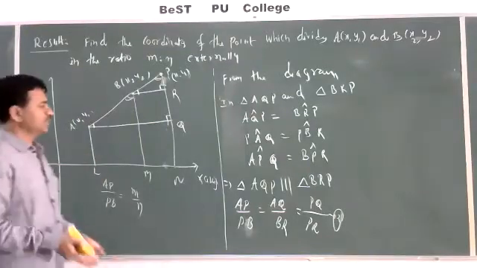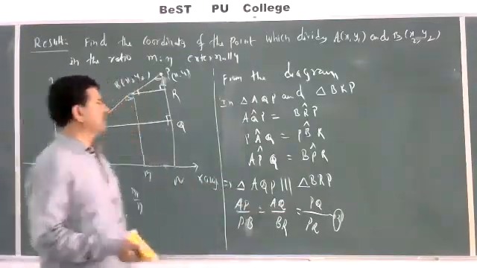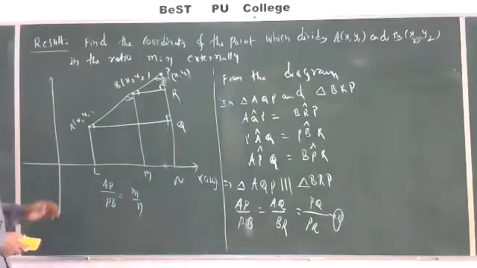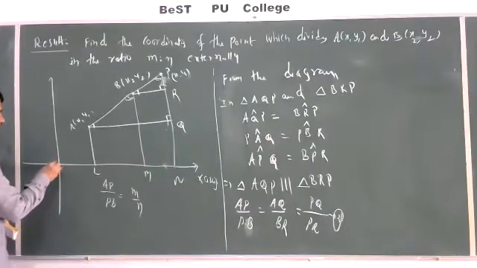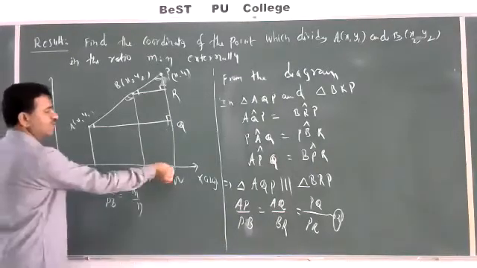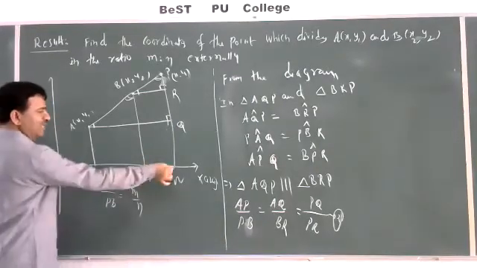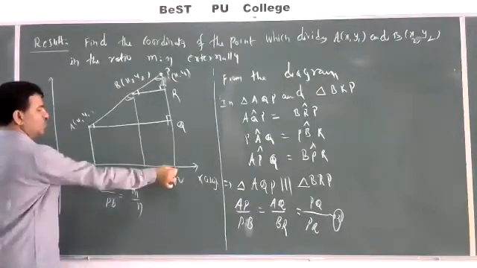Now see this one. We will find the AQ value. In the diagram itself, we will decide the AQ value. See this one. AQ means, listen to me, AQ is equal to LN. LN means ON minus OL.